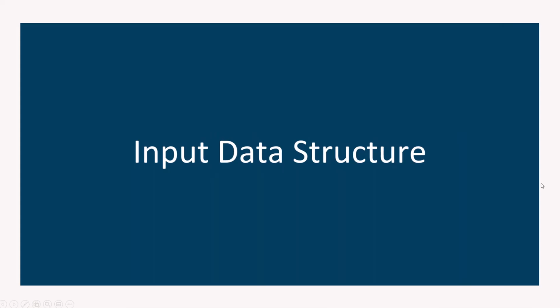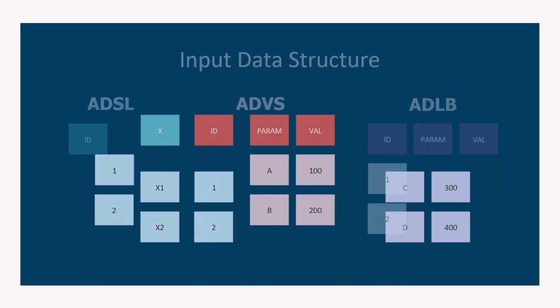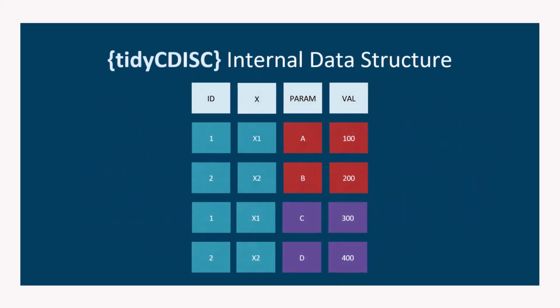All right, so if you're a user in the tidyCDISC application, you're going to notice we're asking you to upload your ADAM datasets. So your data could look like this. Maybe you upload 3 datasets. An ADSL is sort of your high-level dataset with 1 row per patient. Then maybe you have a vital signs dataset and a lab dataset with different parameters. What we're going to do inside the application is sort of rearrange that into an internal data structure that we can use to quickly and easily prepare tables and figures.